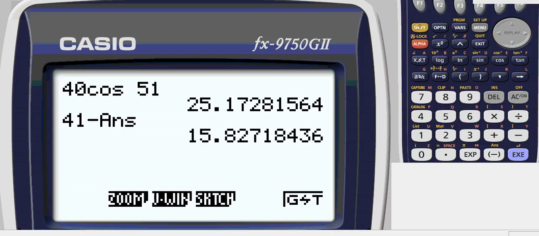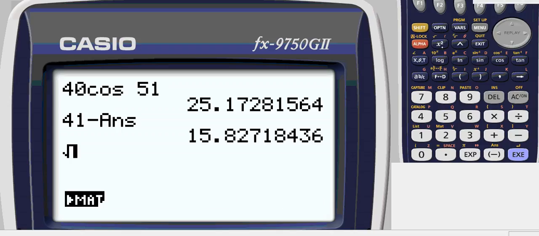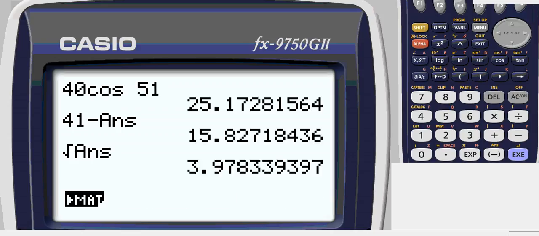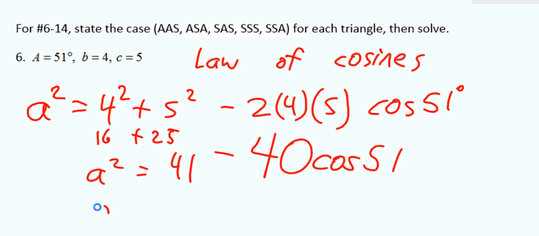So we're going to take the square root of the answer. You get almost 4, 3.978. So now you know all the sides.